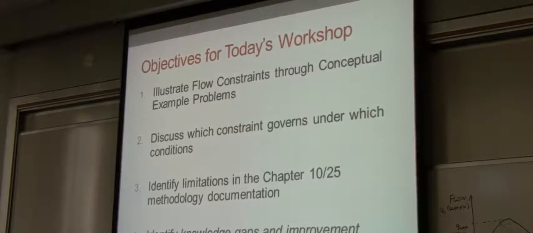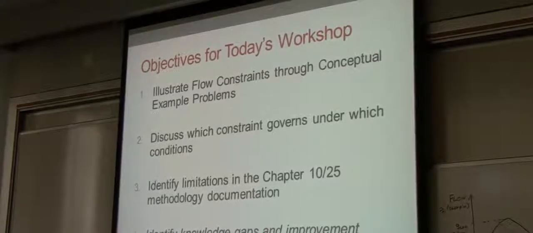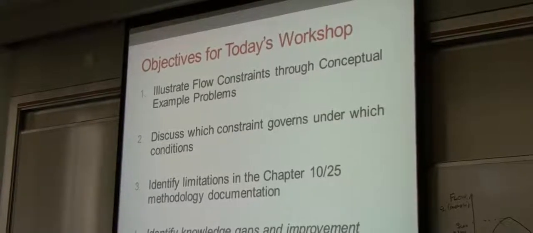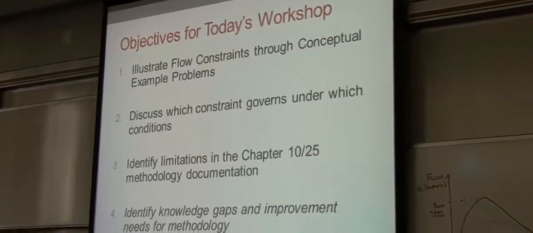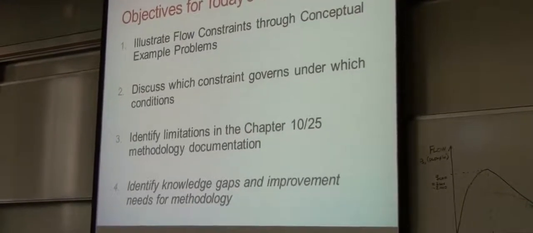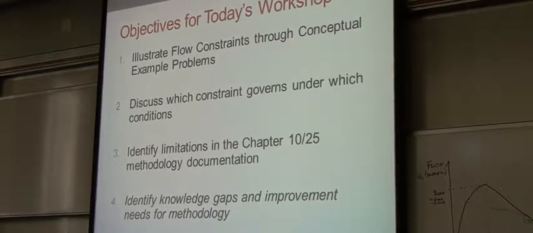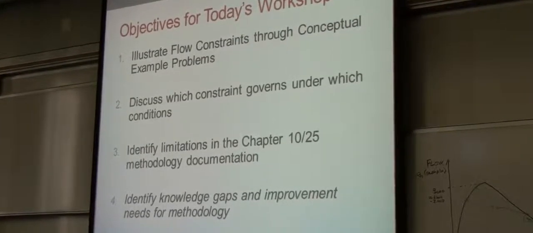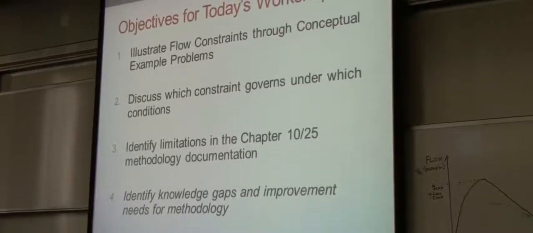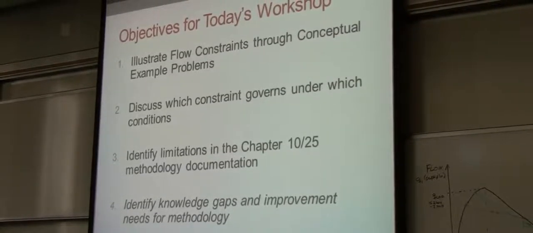Okay, so there's no clock in here, so you're at our mercy until somebody runs us out. What we're going to do for the rest of the workshop is really try to illustrate these flow constraints through some conceptual example problems that Scott had developed, and then have an interactive discussion of which constraint governs. That's ultimately what we're trying to get at. So for these different conditions, what do you think is going to happen? If we can, in that process, identify limitations in our documentation, that'd be really great.